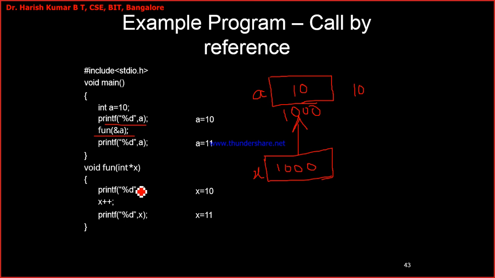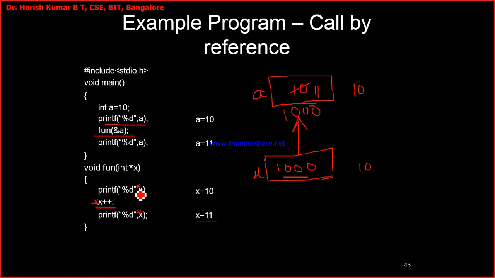No, I think the star was required here. Okay. Now 10 gets printed. And next, what are you doing? Incrementing: *x++. Now how much will it become? 11. Where? Here. But this address is the same. Got the point? Now you are saying print x. Whether you say print *x or print a, it should print 11.